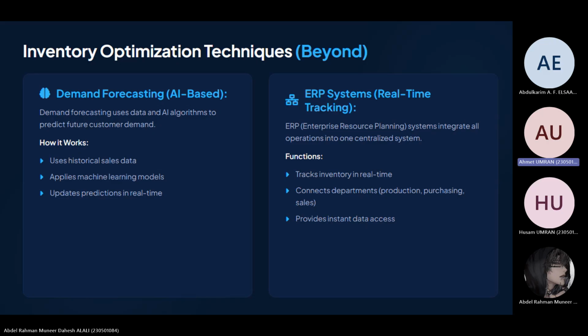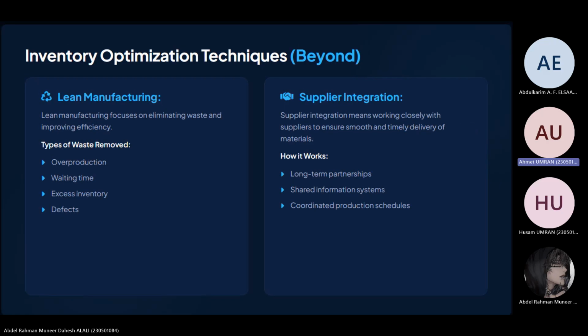Another important concept is lean manufacturing. Lean focuses on improving efficiency by eliminating waste in the production process. There are several types of waste that companies try to reduce, such as overproduction, waiting time, excess inventory, and defects. By reducing these wastes, companies can operate more efficiently and reduce costs.